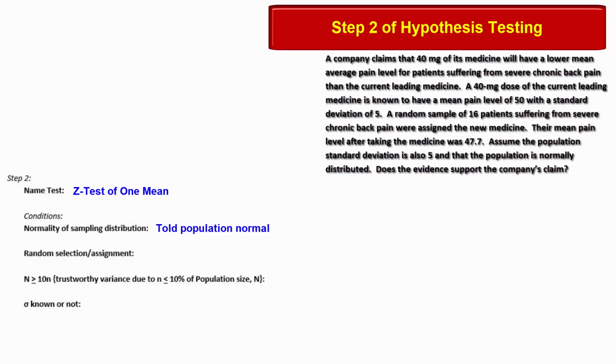Randomness. For us to avoid bias, we must have a random sample that behaves according to the random fluctuation of normal distribution. In our case, we are told that a random sample of 16 patients suffering from chronic back pain were assigned the new medicine.